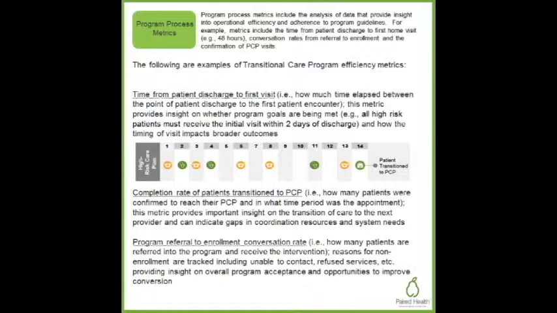The following are examples of efficiency metrics that can be tracked to raise awareness of such issues and enable you to make necessary changes that will improve your program's overall outcomes and results. 1, as just mentioned, the time from patient discharge to first visit, or how much time has elapsed between the point when the patient has been discharged to that first patient encounter, is extremely important. This metric provides insight into whether program goals are being met.